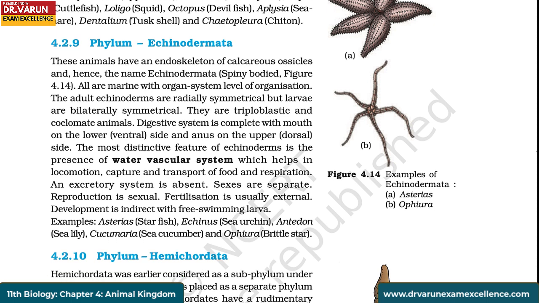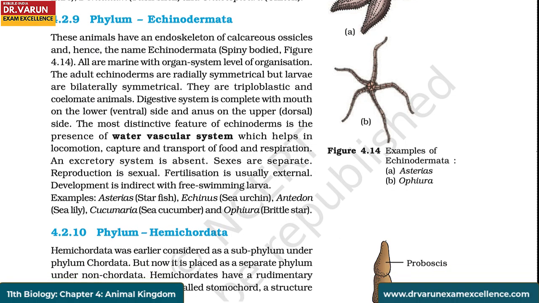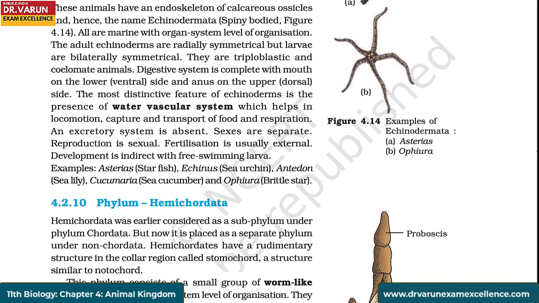Phylum Echinodermata. These animals have an endoskeleton of calcareous ossicles, and hence the name Echinodermata, spiny bodied. All are marine with organ system level of organization. The adult echinoderms are radially symmetrical, but larvae are bilaterally symmetrical. They are triploblastic and coelomate animals. Digestive system is complete with mouth on the lower or ventral side and anus on the upper or dorsal side. The most distinctive feature of echinoderms is the presence of water vascular system, which helps in locomotion, capture and transport of food and respiration.